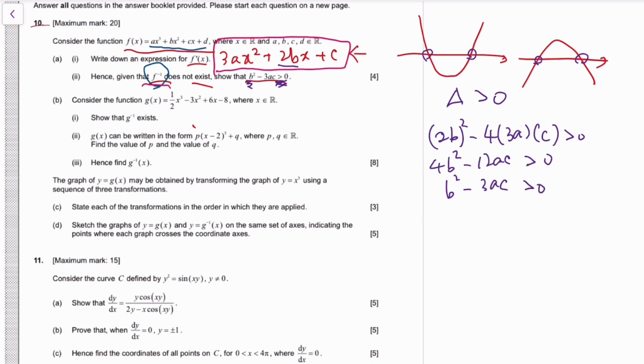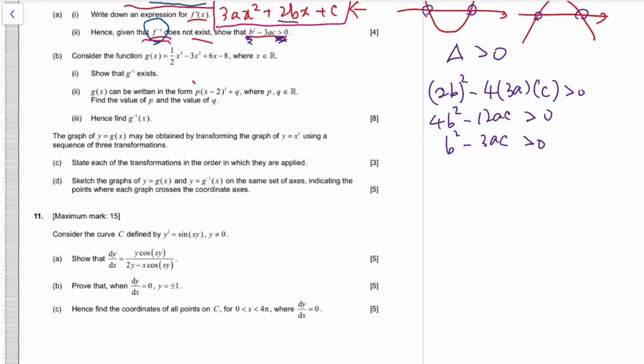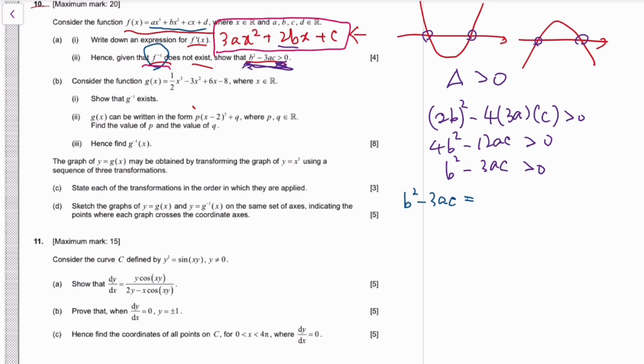We got b squared minus 3ac bigger than 0. Part B, consider the function g. So g is a cubic. Show that the inverse will exist. It seems that we're using this condition to check that g inverse exists. So for g, the value of b squared minus 3ac equals, what's the b? The b is the coefficient of x squared, so it's minus 3 squared, minus 3 times a, which is just half, c is the coefficient of x, so it's 6. This is 9 minus 9. So it's 0.